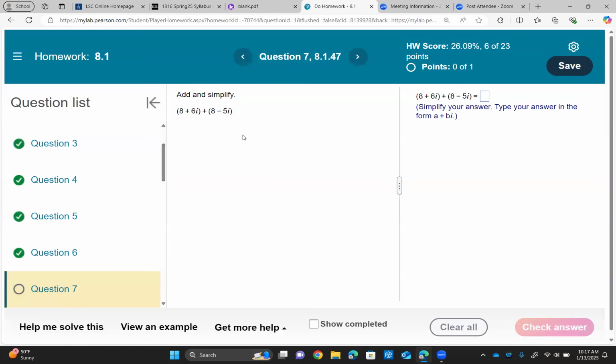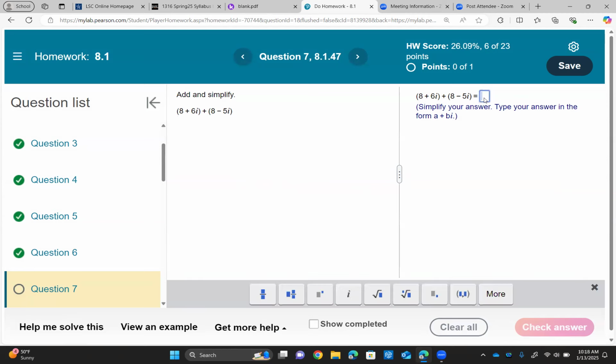For question 7 now, it's no more simplification, it's addition. When we add the complex numbers, we add the real parts with real parts, imaginary parts with imaginary parts. So the real part on the first number is 8. Real part on the other number is also 8. So 8 plus 8 is 16. So I just combine the real parts.